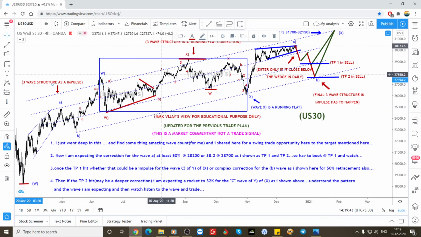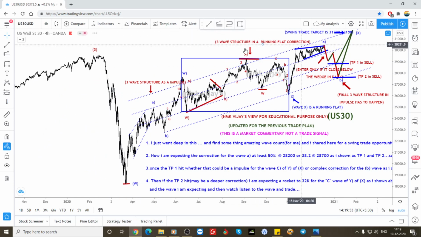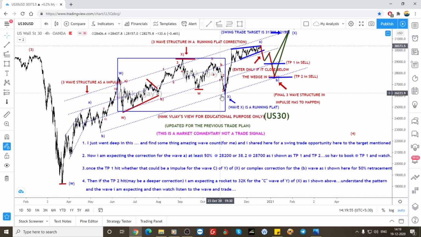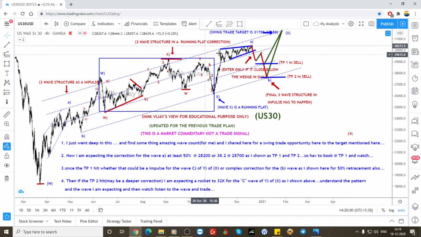So this is the W, X, and Y is a running flat. That is why for this W, this is the corrective structure. So I have explained that three-wave structure in the running flat correction. So this is the running flat, and A is completed now. So B has to happen.